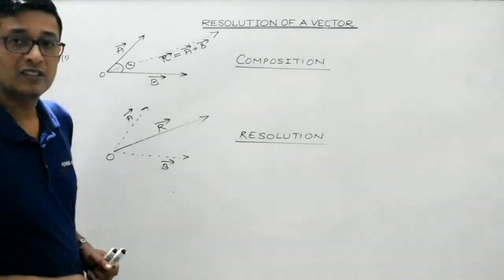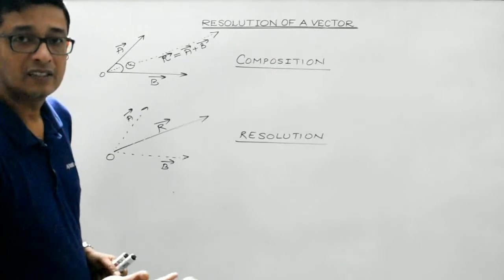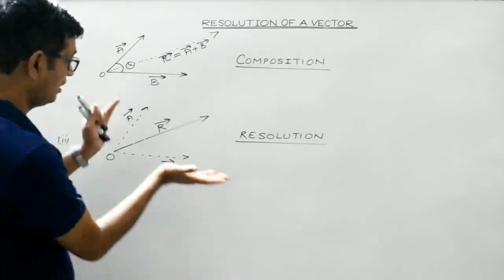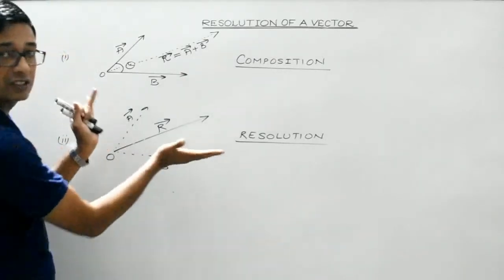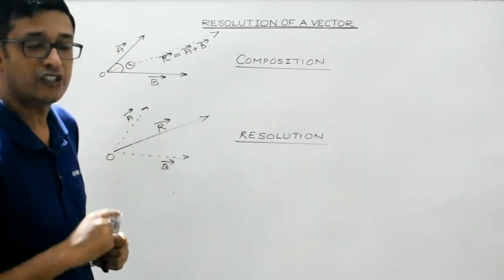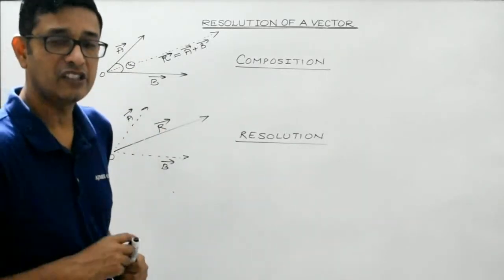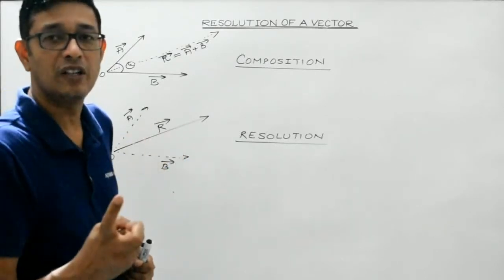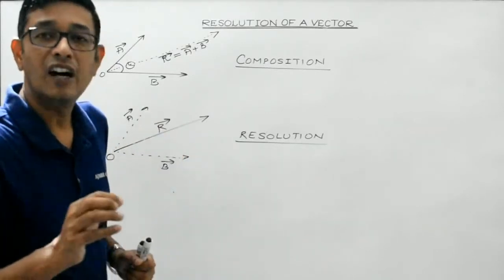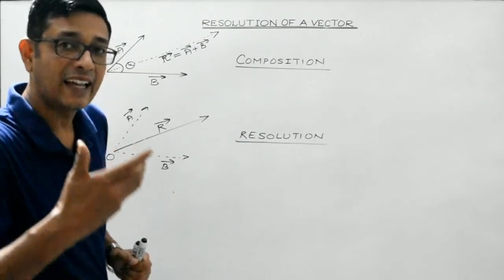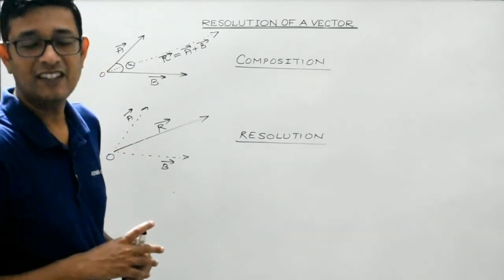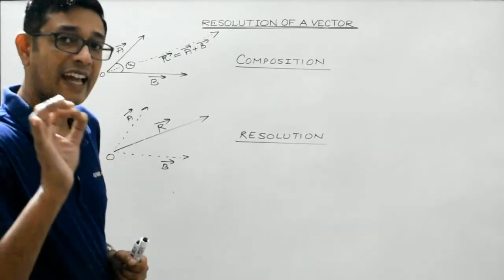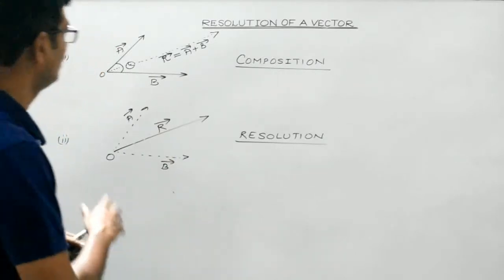Now what we will do is, if it happens that I split a given vector into two perpendicular components which are mutually perpendicular to each other, making an angle of 90 degrees with each other, then those two components, those two perpendicular components of a given vector are known as its rectangular components, right? So we'll discuss the rectangular components first, right?